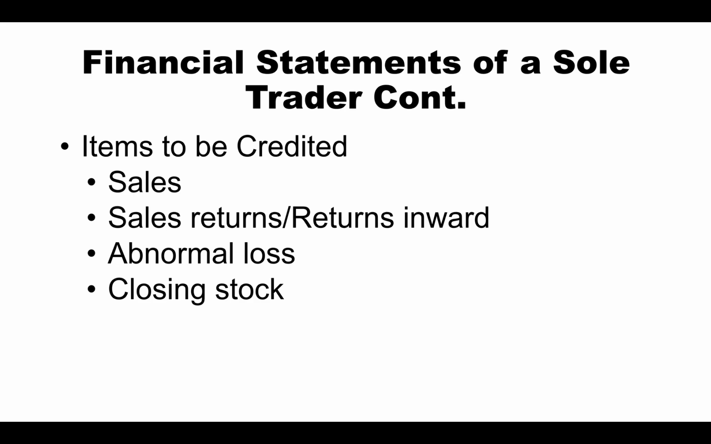We shall start with the sales. The sales of goods in which the business deals can include both cash and credit sales. Also we have the sales returns, or the returns inwards, where goods are returned by the buyers for some reasons. Then we have the abnormal loss, which we can refer to as loss of stock due to fire, theft, or accident. Then we also have the closing stock, which refers to the value of goods lying unsold at the end of any accounting year.